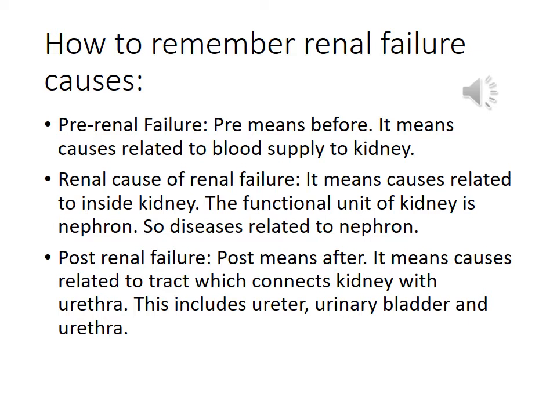Renal cause of renal failure. What's in the kidney? What's the functional unit? Glomerulus and nephron. Any disease of glomerulus and nephron will cause renal cause of renal failure. Post-renal. Post means after. What's after the kidney? Ureter, then bladder, then urethra. Anything which affects flow in the ureter, bladder or urethra will cause post-renal failure.